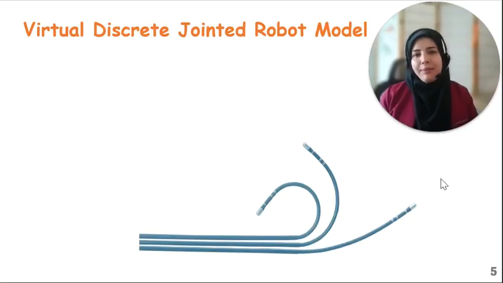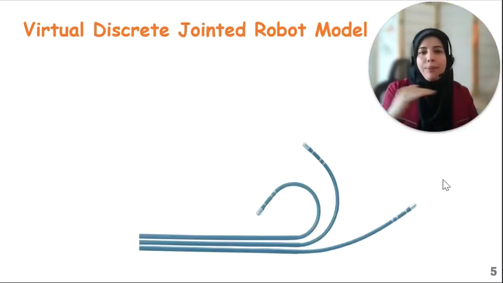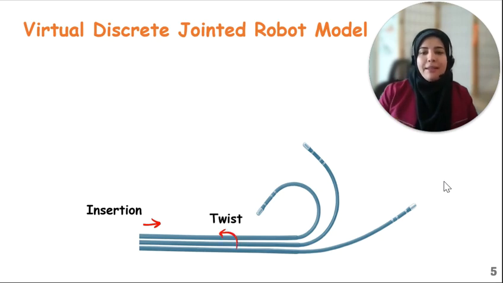Catheters can move in three main ways. They can slide forward or backward in translational motion. We call this motion insertion motion. They can twist around their proximal end, or they can bend at their distal end.